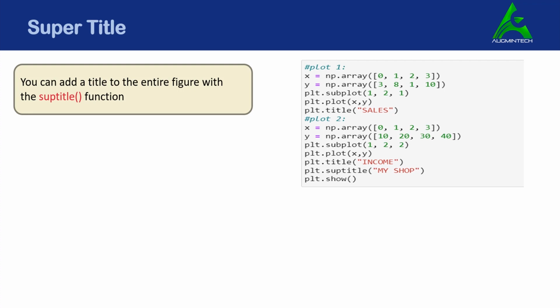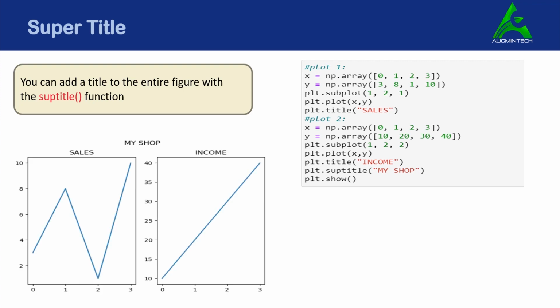specify the subplot function by specifying rows, columns, and the plot number, and then the title of this particular plot. The sales title here is the title of plot 1, whereas the income title is the title of plot 2, and the entire graph can be named something like my shop using the suptitle. And there we go, here is the suptitle, and this is the title for my first subplot, and this is the title for my second subplot.